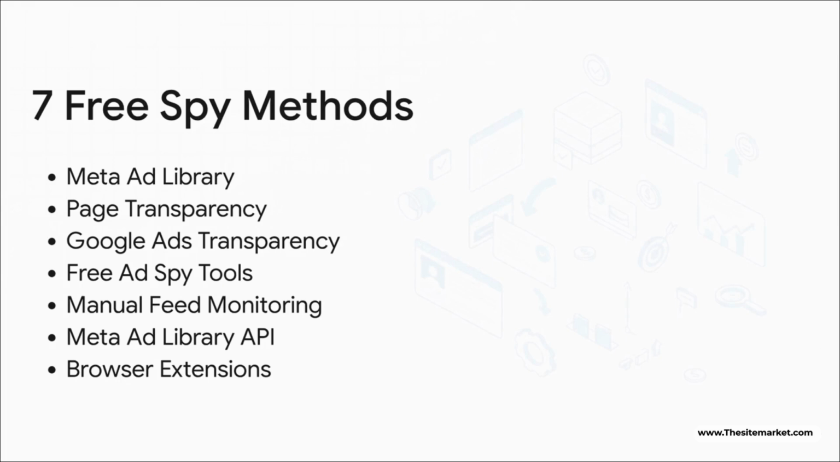We've got the official Meta Ad Library, obviously. Then there's the Facebook page transparency section, the Google Ads Transparency Center, and free ad spy tools like BigSpy or Vazel. You can also do manual feed monitoring, which is literally just training your own feed to show you competitor ads. For the more technical folks, there's the Meta Ad Library API, and finally, browser extensions like Ad Library Helper. All legal, all totally free.